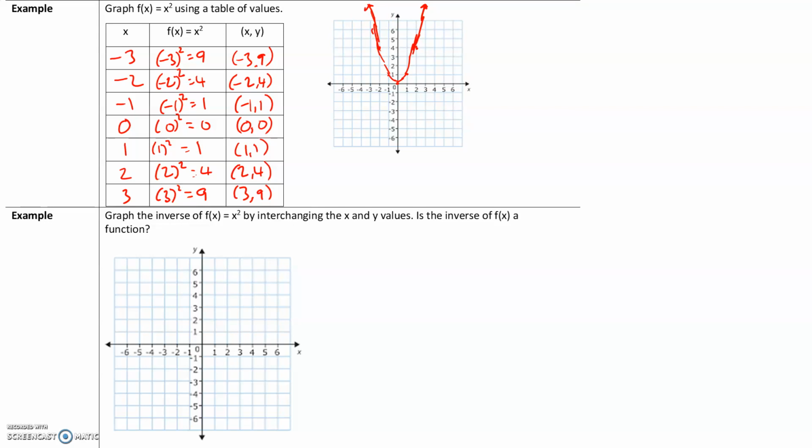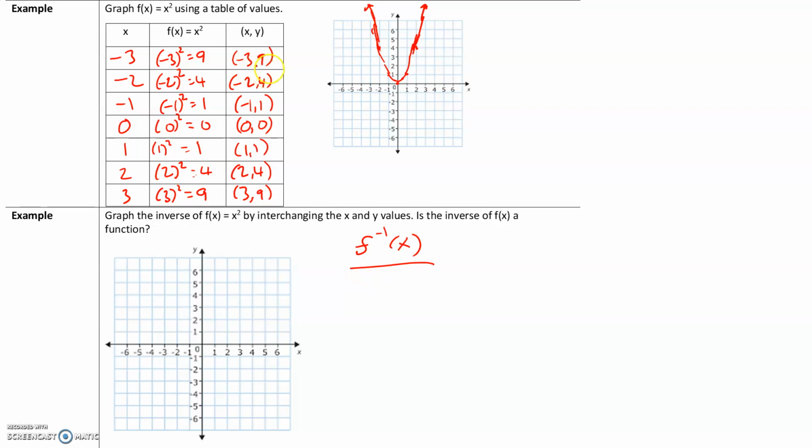Now, let's graph the inverse of f of x equals x squared by interchanging the x and y values. So what I'm going to do is take the x's and y's and interchange them to find the inverse of f of x. So remember, f of x is x squared, and here all I'm doing is interchanging x and y to get the inverse of f of x.